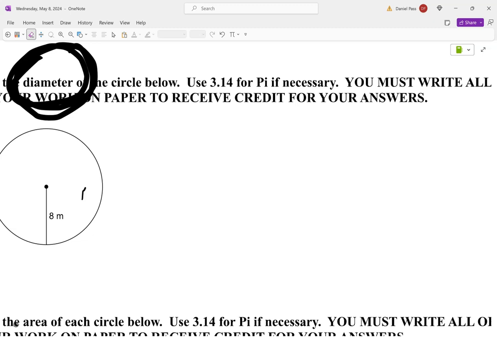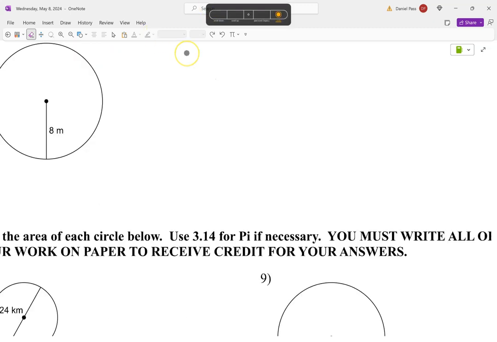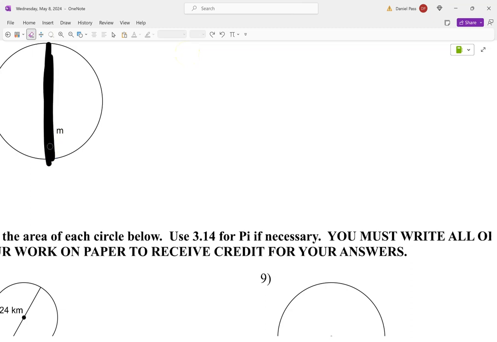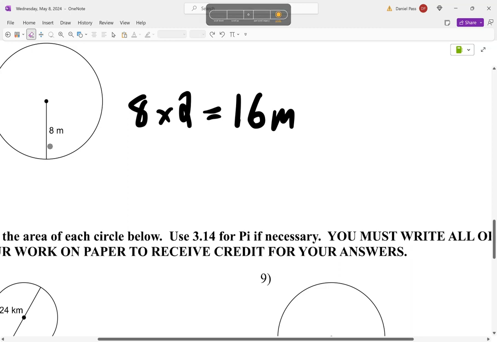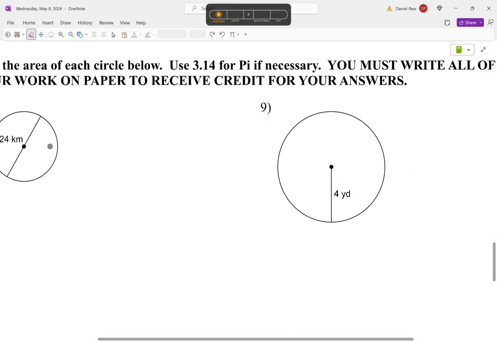Go ahead. Okay, well, you do 8 times 2, and that's 16. Right, because it's twice as long. Right, everybody? Yes. Oh, excellent. So that's it. 8 times 2 is equal to 16 meters. Not squared, not cubed. It's just the length of that line. It's meters. Okay?